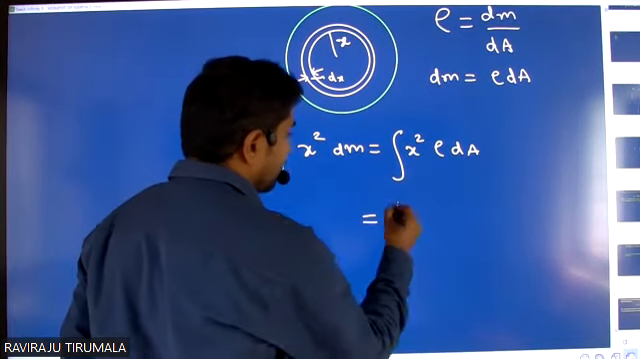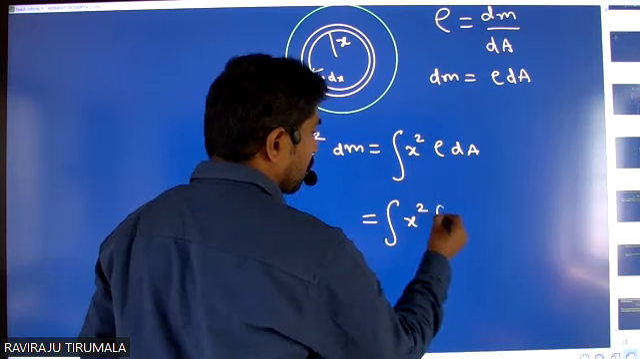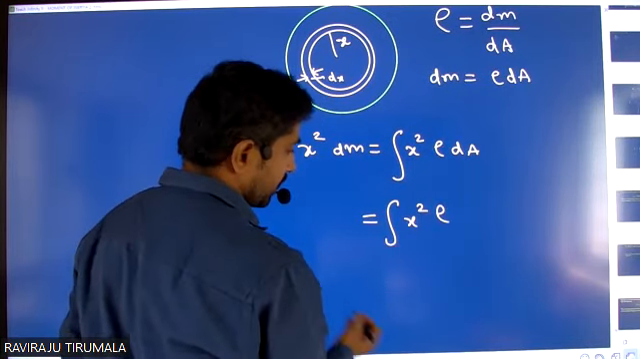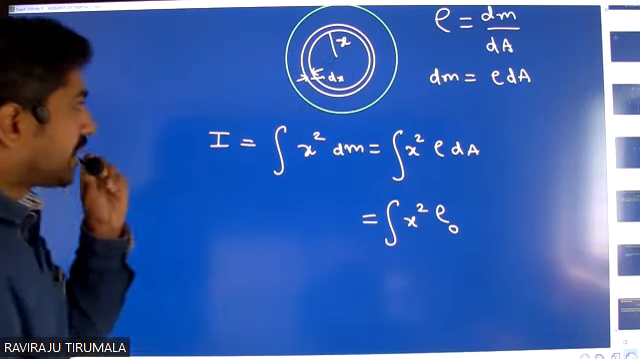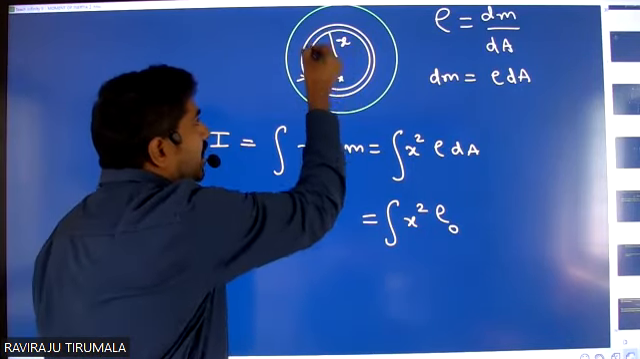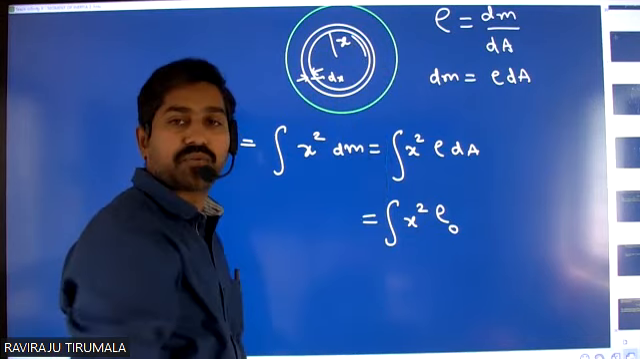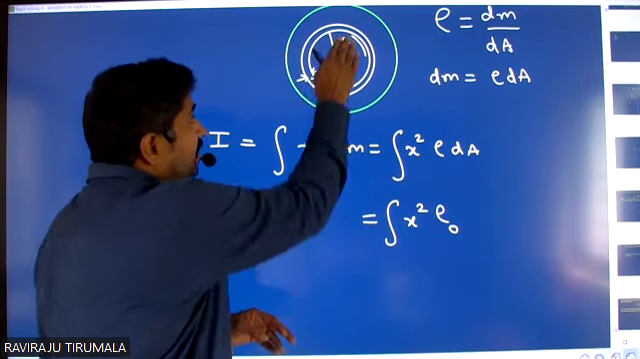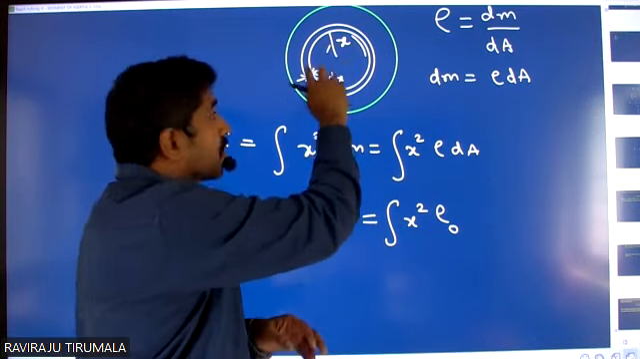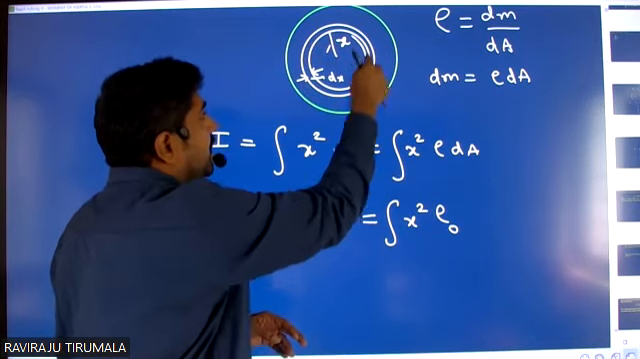So you can just write here integral x square into rho. Of course, it is rho naught, I think. I will see that. And area means only the area of this ring element you have to take. For any particular ring, not the area of inside part, only the area of this particular ring.